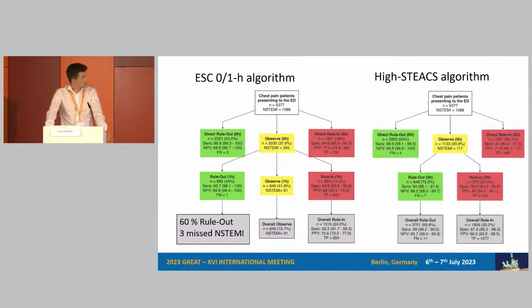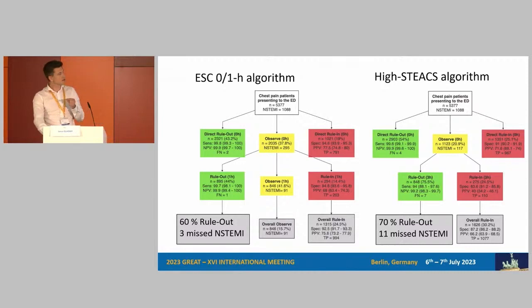In contrast, the High-STEACS algorithm ruled out 45% with the first troponin, and overall 70% of all patients. With the first troponin, 4 NSTEMIs were missed, and with the second troponin, with the delta criterion of 3, an additional 7 patients were missed, resulting in 11 missed NSTEMIs in total. The positive predictive value was 66% for this pathway.